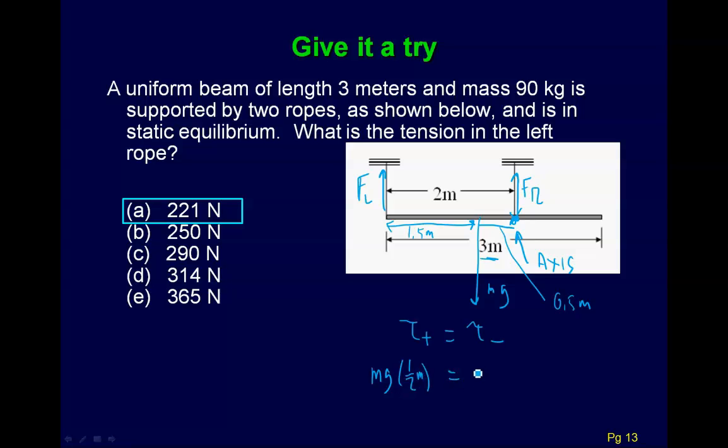And then the negative force would be the FL. FL tends to rotate this thing here in the clockwise direction, which is negative. And the moment arm for that guy will be 2 meters. And when you have that equation, if you solve for that, you get FL is equal to what? mg times 1/2 m divided by 2. And you get the 221.